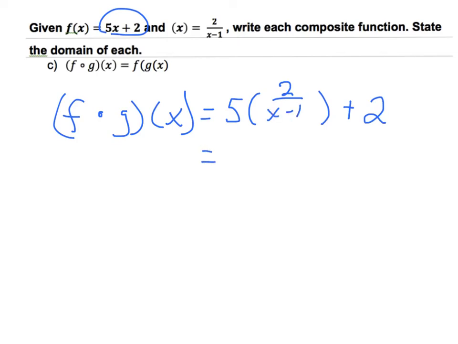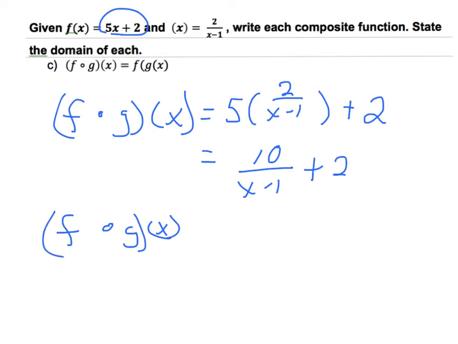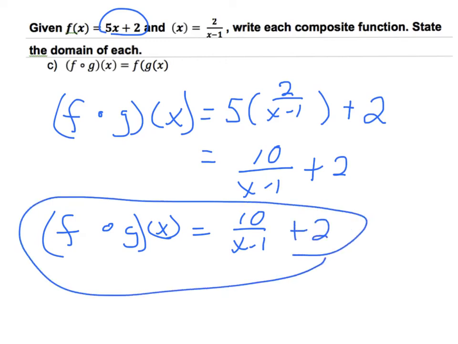now all I'm going to do is simplify that. So that's going to give me 10 over x minus 1 plus 2. So that tells me that the f of g of x function, the composition of these two functions, will be 10 over x minus 1 plus 2. And that's the composition of those two functions.